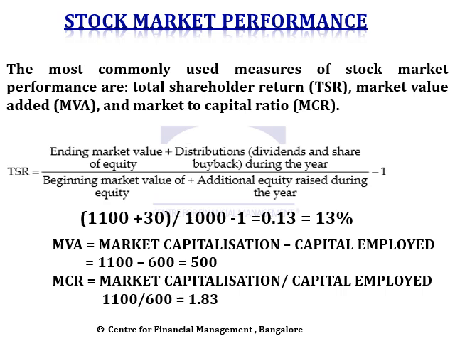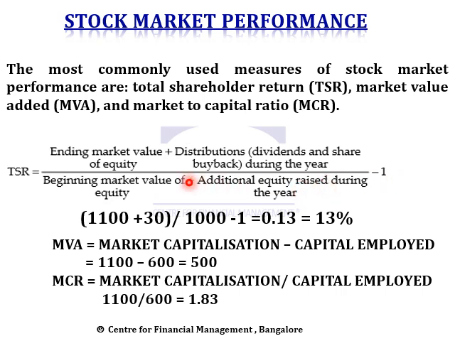Stock market performance. The most commonly used measures of stock market performance are total shareholder return or TSR, market value added or MVA, and market to capital ratio or MCR. TSR is defined as ending market value of equity plus distributions by way of dividends and share buyback during the year, divided by beginning market value of equity plus additional equity raised during the year, minus 1.